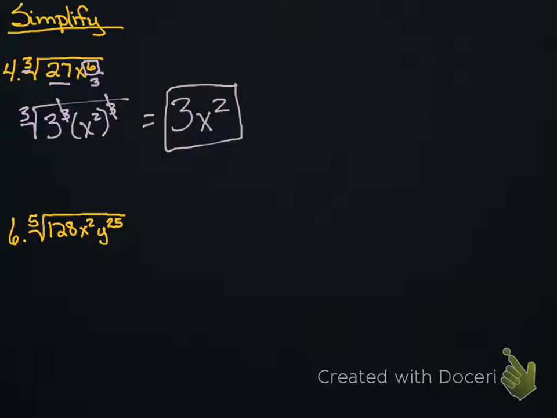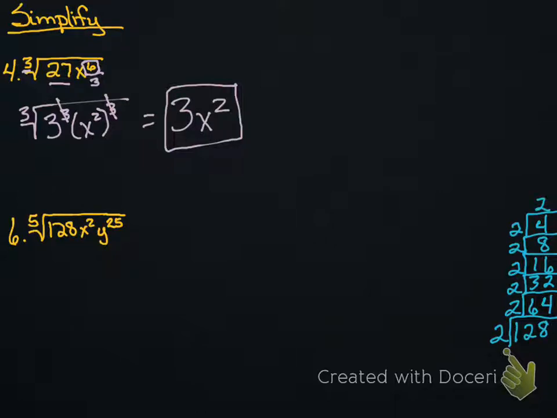I'm going to change color here for a second. I'm going to come over here and do 128. I'm going to divide that by 2. That gives me 64. I divide by 2 again. That gives me 32. Divide by 2 again. That gives me 16. Divide by 2 again. That gives me 8. I can divide by 2 again. That gives me 4. I can divide by 2 again, and that gives me 2.